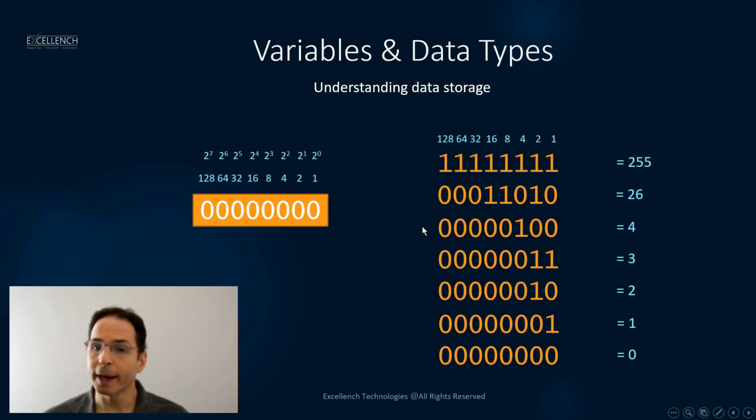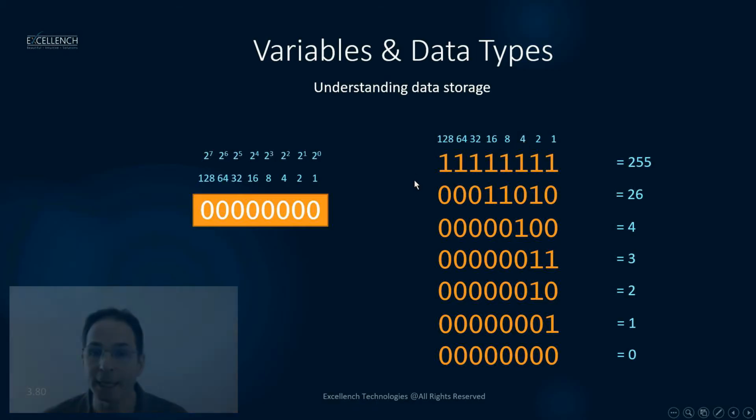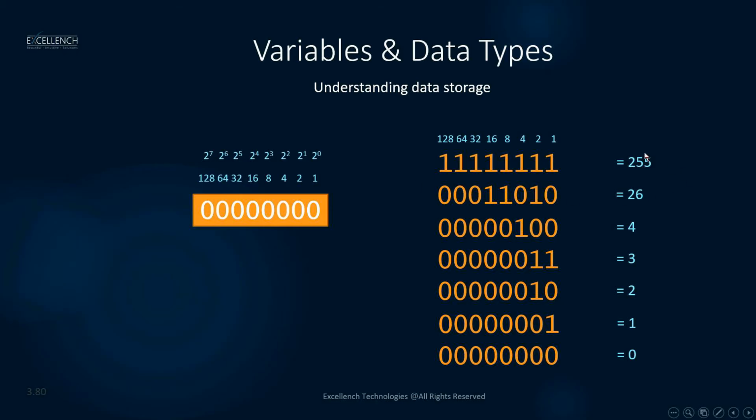Now, if we turn on all 8 bits, what do we get? We need to add 1 plus 2 plus 4 plus 8 plus 16 plus 32 plus 64 plus 128. That brings us to 255. So the largest possible whole number that we can represent using a single byte is 255.